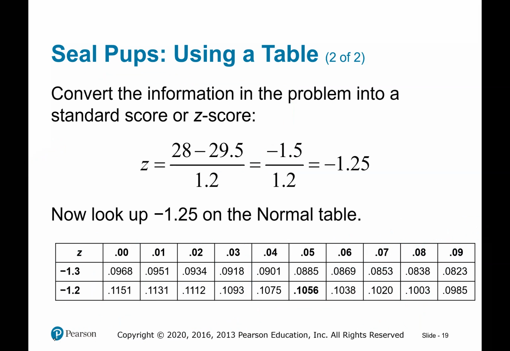Okay, so in here, as I showed you before, they also show you that firstly, you need to convert the information in the problem into the standard score, or z score. So this was the x value, which is 28. Now minus the mean and divide by standard deviation, then you get negative 1.25 as I showed you. Okay, so now look up negative 1.25 on the normal table. You have negative 1.25 here, 0. And then the second decimal is 5 here. So the answer should be 0.1056. That should be the answer. Okay.